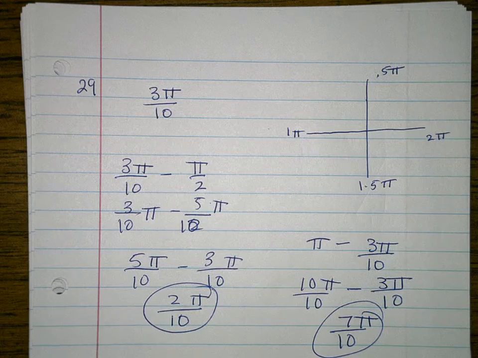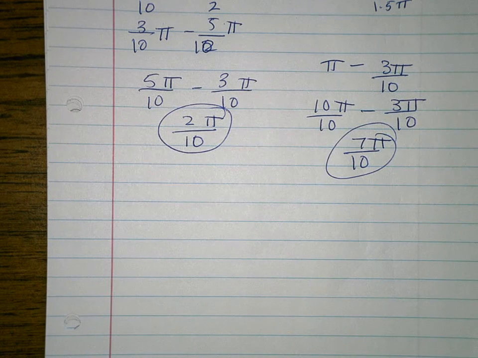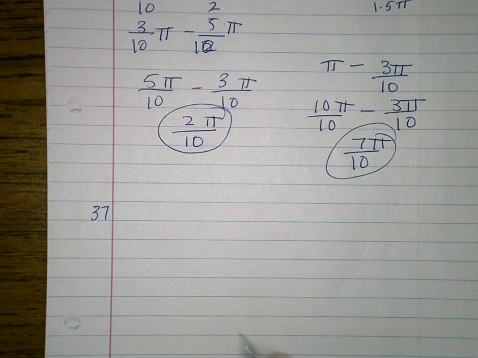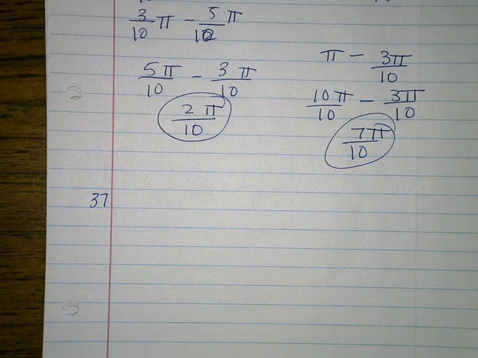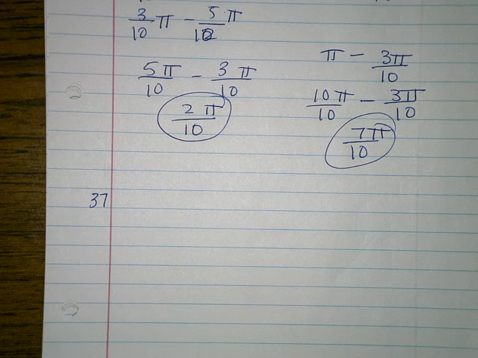Moving on here. Number 37 says, find the length of the arc on a circle with a radius of 20 meters intercepted by a central angle of 138 degrees.